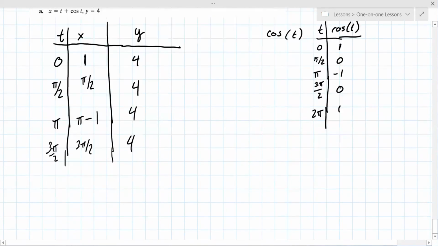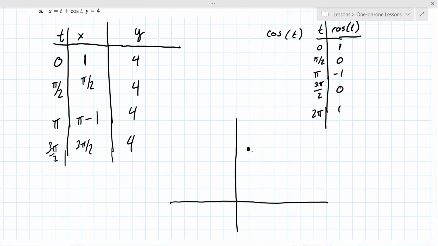So if we were to graph these, this is where it gets weird because you're like, wait, these don't look right. The y value is always 4, but x, let's plot the first point, 1 comma 4. Where is pi over 2? It's 3.14 divided by 2, so it's 1.57, so it's right there. And it's still 4. Wait, so there's no curve then? How is that a curve?